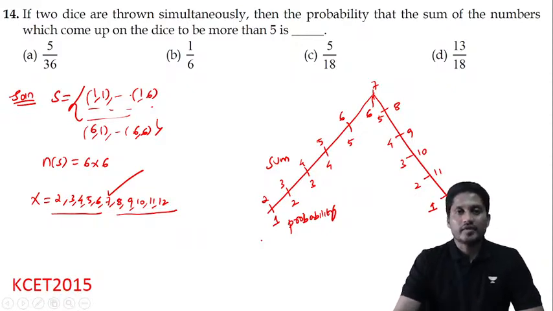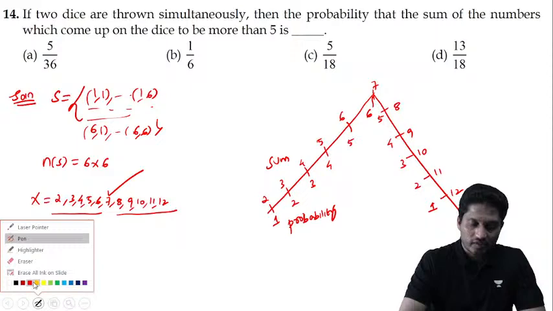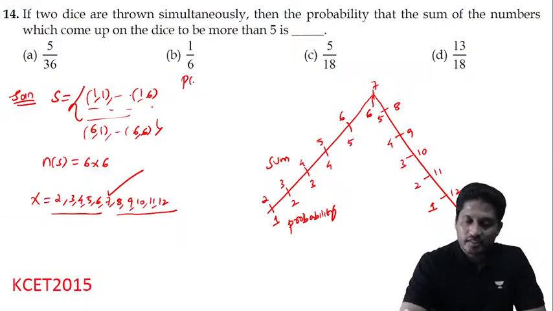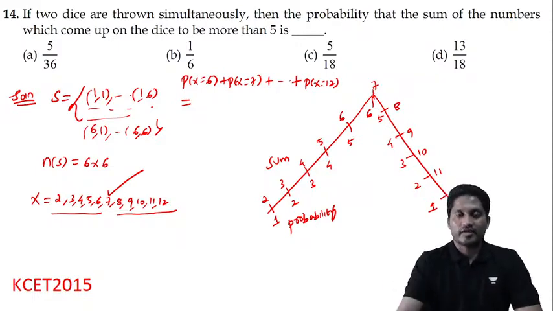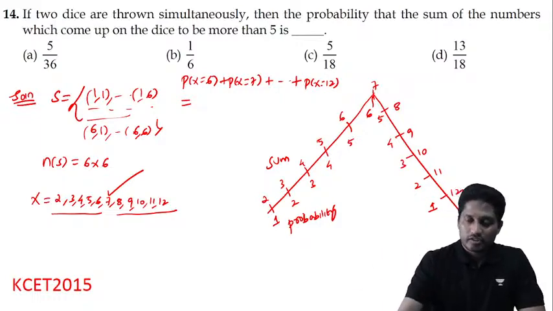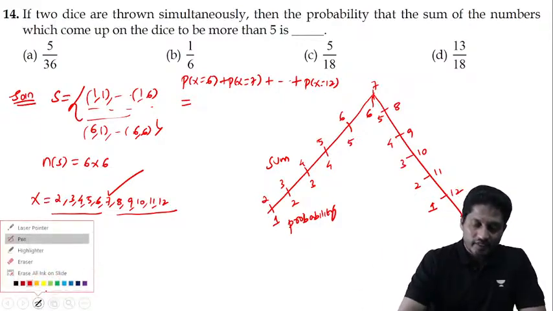Right, now the probability of sum more than 5. Sum more than 5 means sum should be 6, sum should be 7, like this up to sum 12. Alright. Two dice are rolled. What is asked is the probability that the sum of numbers appearing on the dice should be more than 5. Sum more than 5 means 6, 7, 8 up to 12.